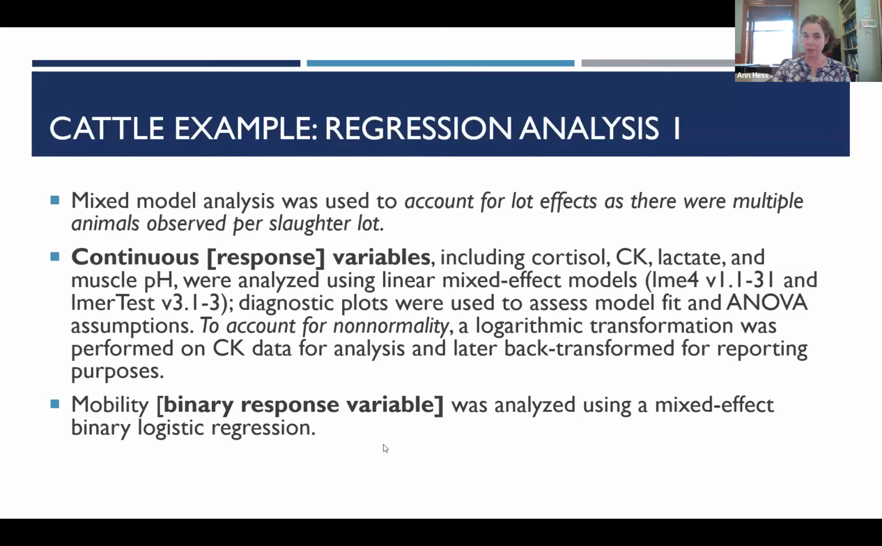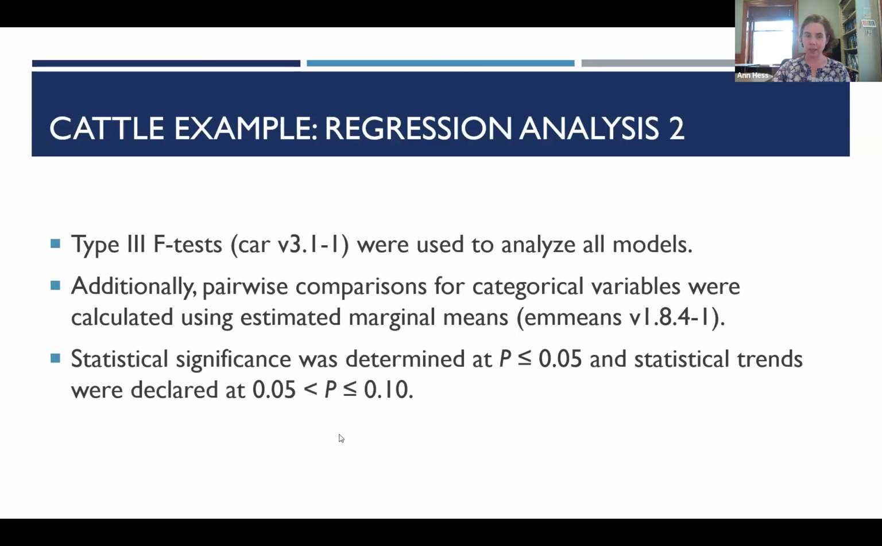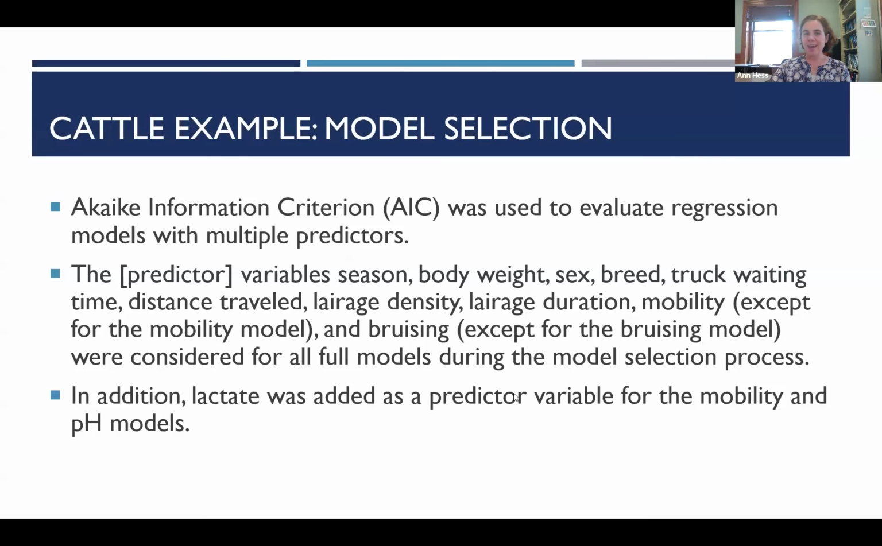Mobility, a binary response variable, was analyzed using a mixed effect binary logistic regression. Type 3 F tests were used. Pairwise comparisons were calculated using the emmeans package. Statistical significance was determined at p less than 0.05. AIC was used to evaluate regression models with multiple predictors.